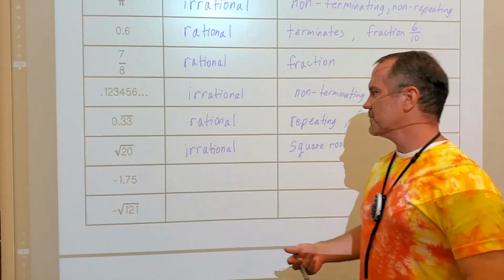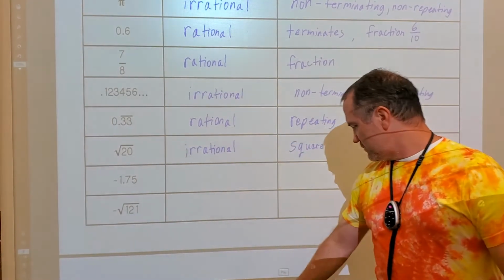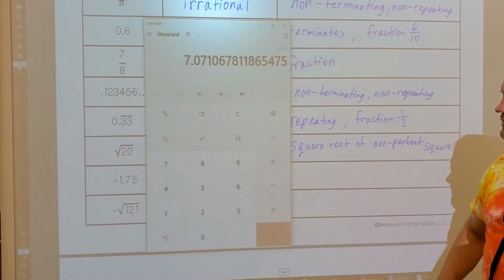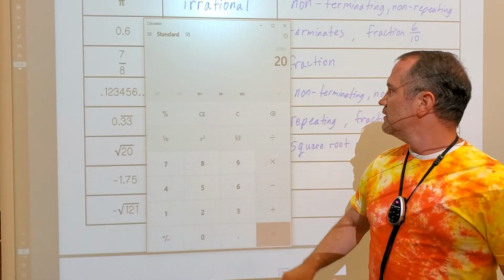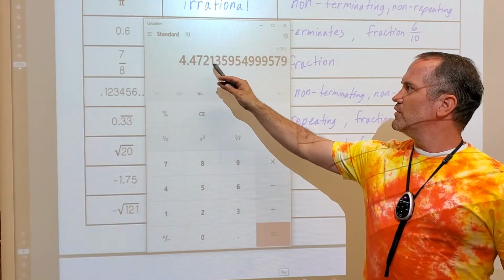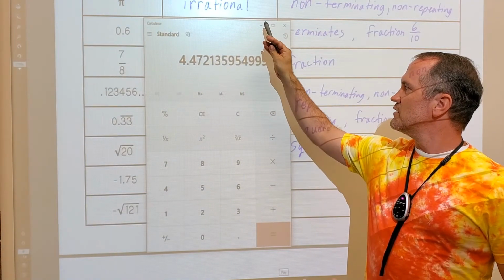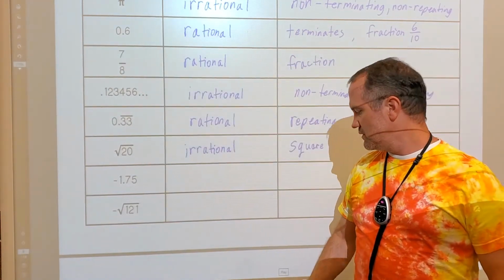So, anyway. If I find the decimal for that, let's look at the decimal for that. Let me pull up my calculator here. Okay, here's 20, and then the square root. 4.472135954999579, etc. It goes on forever and does not repeat. Okay?